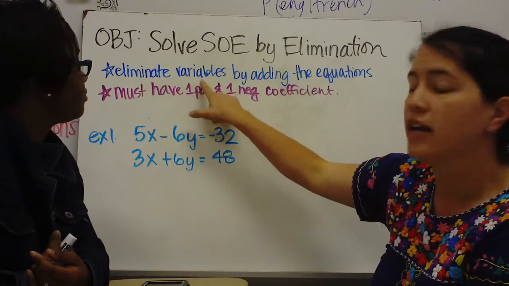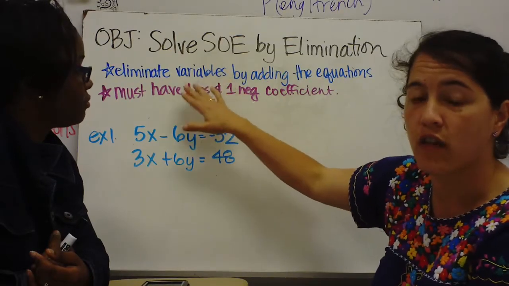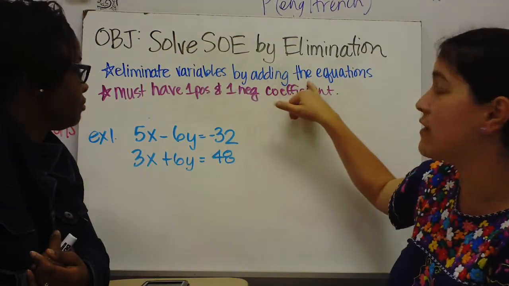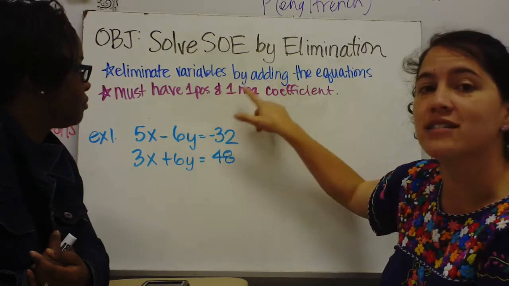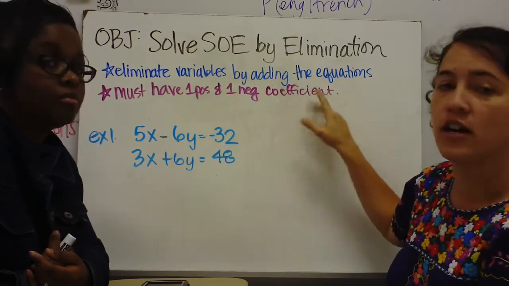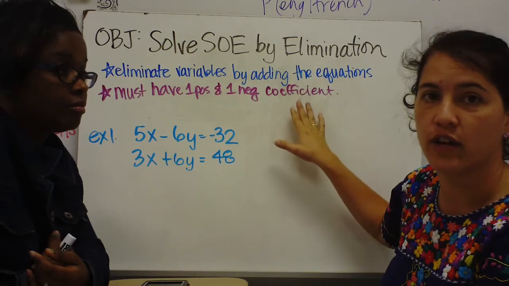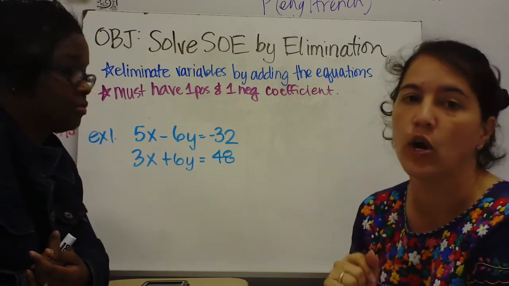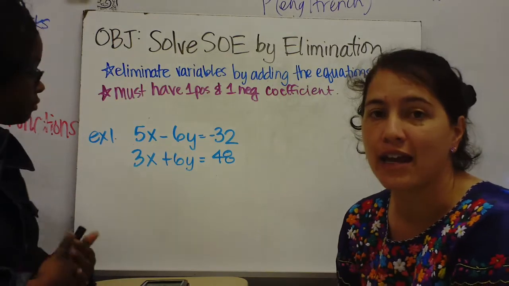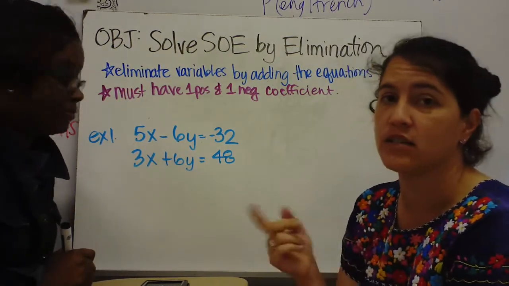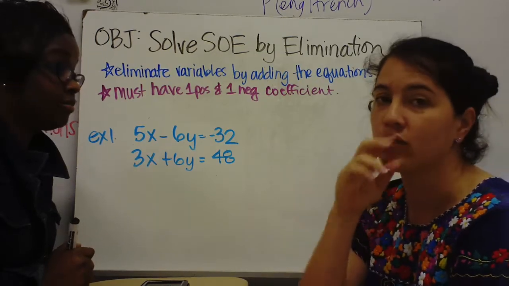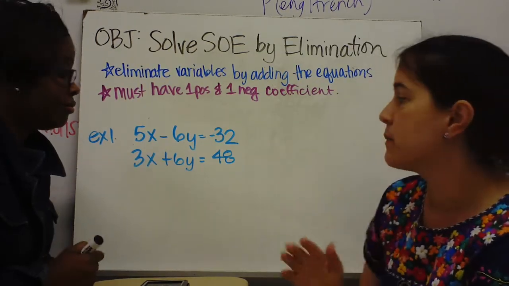So we're going to eliminate one of the variables, either the x variable or the y variable, by adding the equations. And you must have a positive and a negative coefficient. And a coefficient is the number in front of the variable. So to do this, we're going to look for a positive and a negative coefficient that is the same number, the opposites, in front of the same variable. So we want to focus on either the x's or the y's.